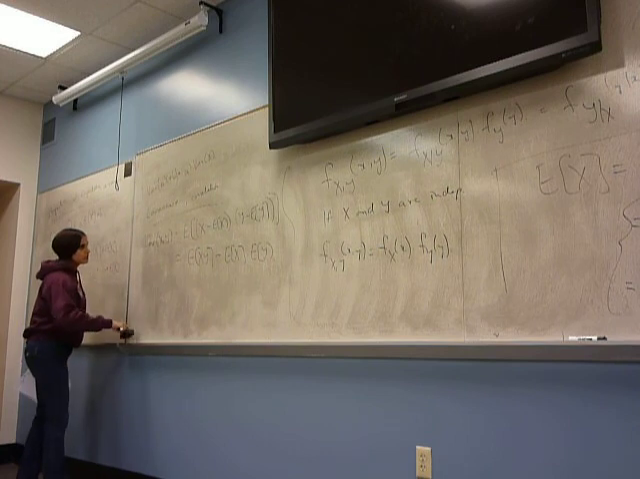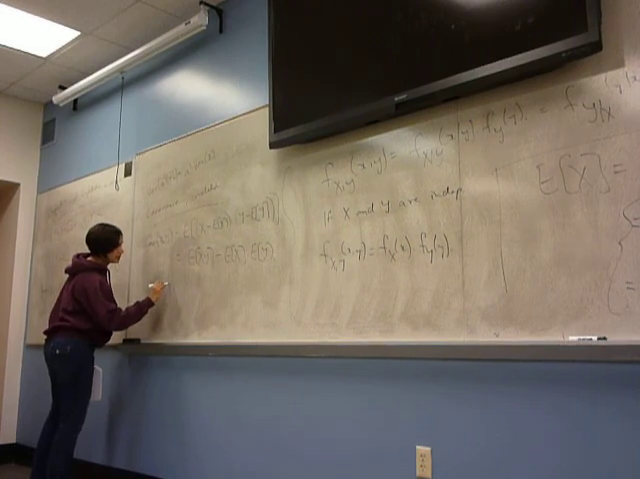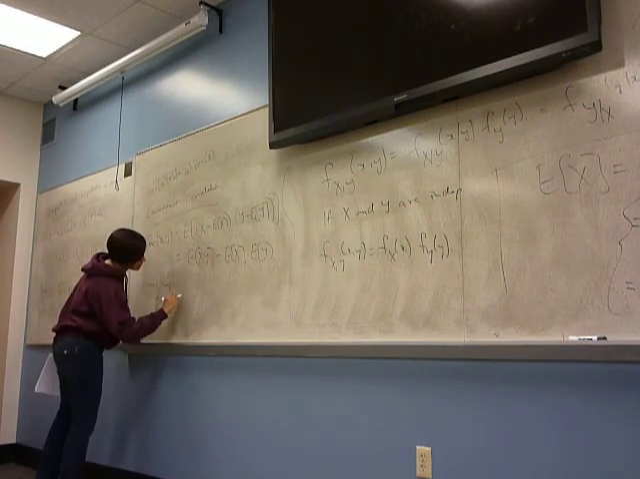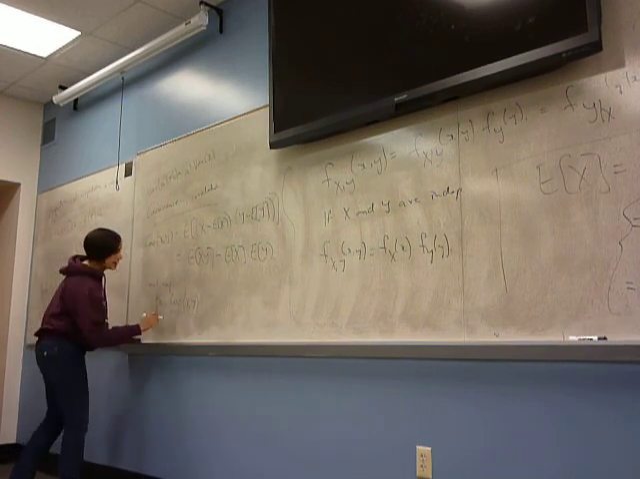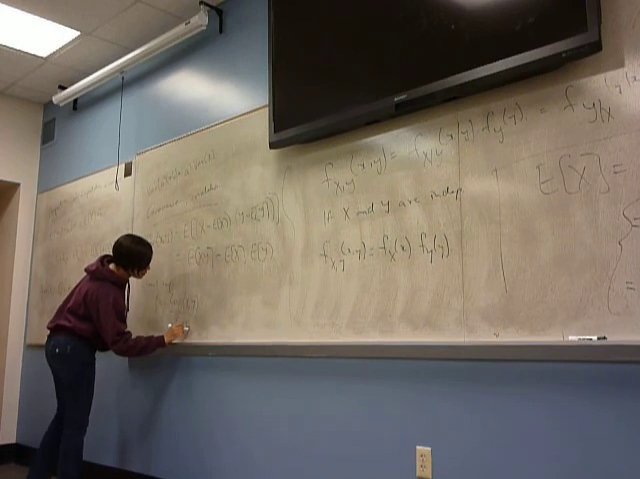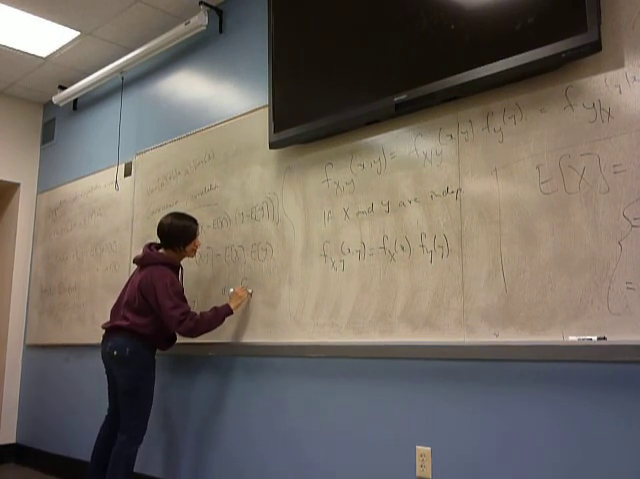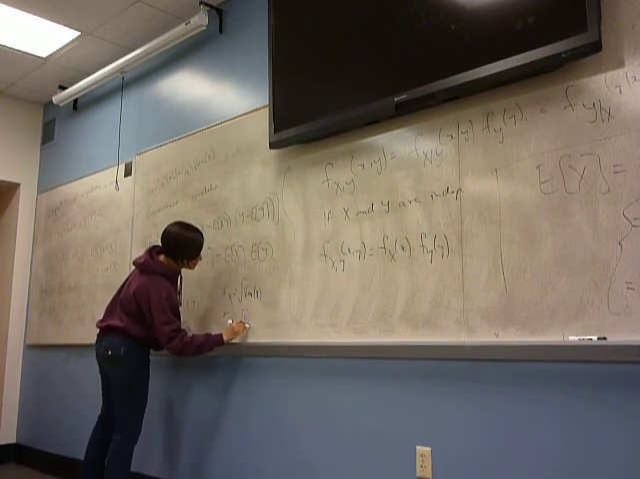And correlation: the correlation coefficient, rho, is the covariance of X and Y divided by sigma X times sigma Y, where sigma X is the square root of the variance of X, and sigma Y is the square root of the variance of Y.